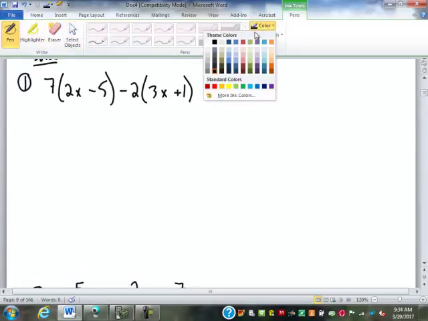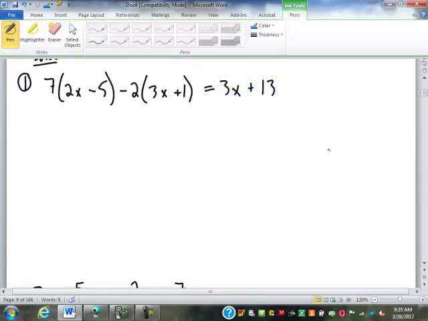So for number one, I'm going to start on each side to see if there's anything I can combine or simplify. On the left side, we have parentheses. There's nothing I can do inside either one of those parentheses, so we're going to see what we can do to them. The first one here is multiplied by 7. So 7 times 2x is 14x. And 7 times negative 5 is a negative 35.